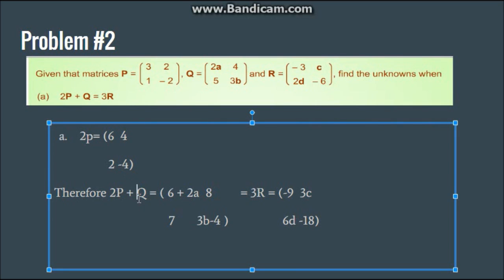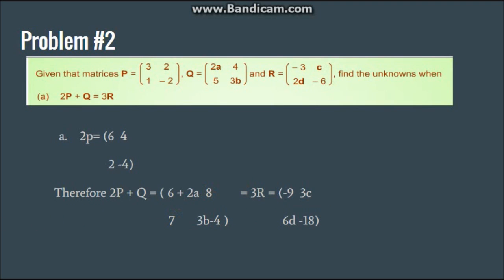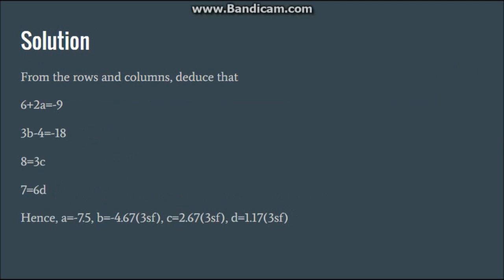And after taking 2P plus Q, which is matrix addition, which you have learned previously, you will get this matrix over here, which from the question is equal to 3R, which by constant matrix multiplication, we get this. Okay, afterwards, tallying up the different terms in both matrices, we get these values. From the first terms, we get 6 plus 2a is equal to negative 9. And from the fourth term, 3b minus 4 is equal to negative 18. From the second term, 8 is equal to 3c. And from the third term, 6d is equal to 7. Using simple algebra, we can find the values of a, b, c and d.